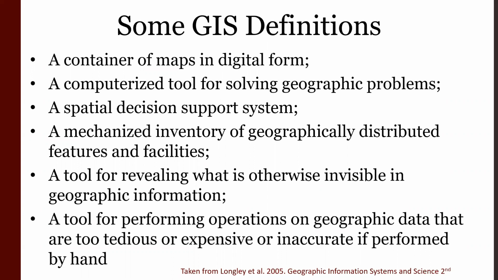Pretty neat. We could probably find another textbook and find another 6 definitions. Find another textbook and find another 8 definitions, and the definitions would all be valid. They would all be legitimate. They would all be real functional definitions of how GIS works. And whether you think GIS is a container of maps, a spatial decision support system, a tool for revealing what is otherwise invisible, pretty cool definition.